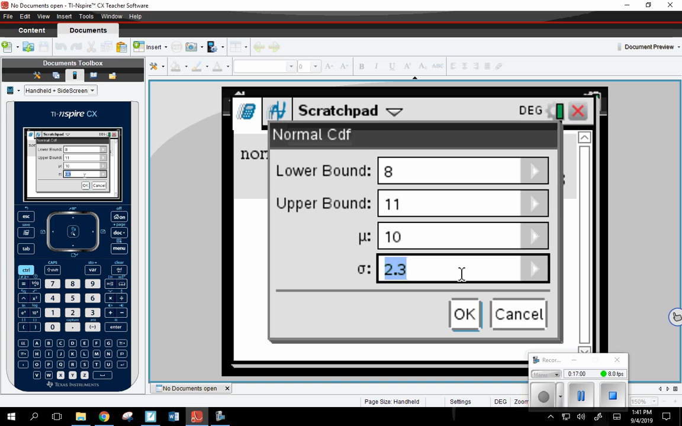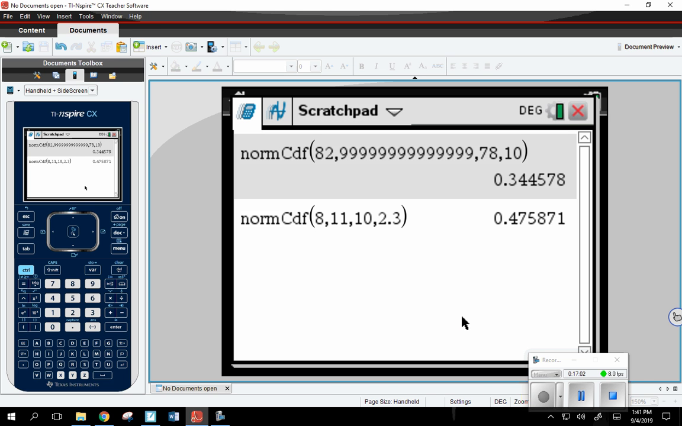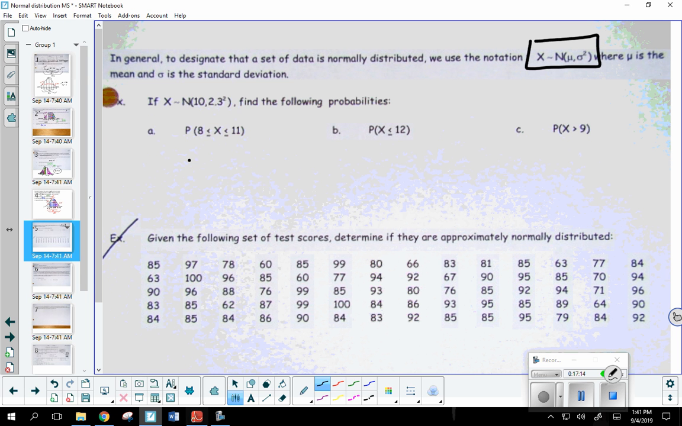Okay. So when I push OK, looks like I have a percentage of about 47.6%. If you want to round it to one decimal place, make it 3 sig figs. Okay. About 47.6. Is everybody getting that? About 47.6%. Is there anybody who did not get that? Okay. Well, let's try B.